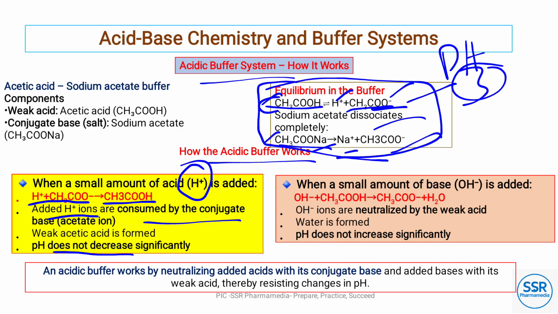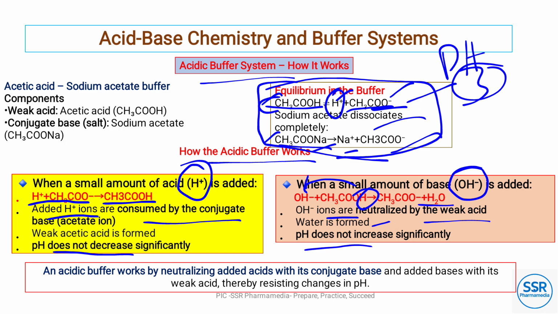At the same time, when we add a base, OH minus ions, the acetic acid already produces hydrogen ions. So hydrogen ions are there. That hydrogen ion combines with the OH minus ion and forms water. So OH minus ions are neutralized by the weak acid and water is formed. So the pH does not increase significantly.